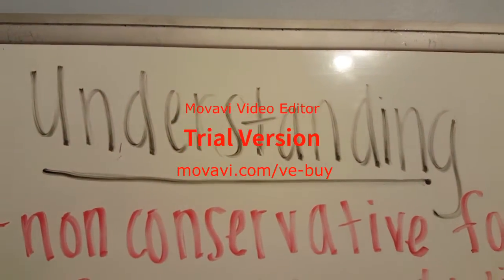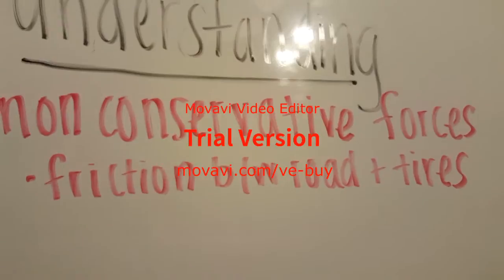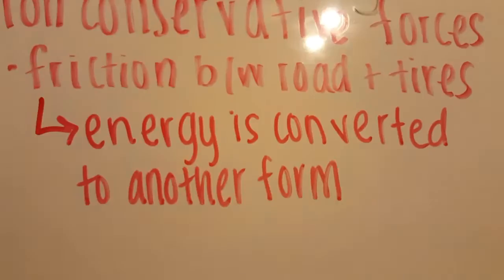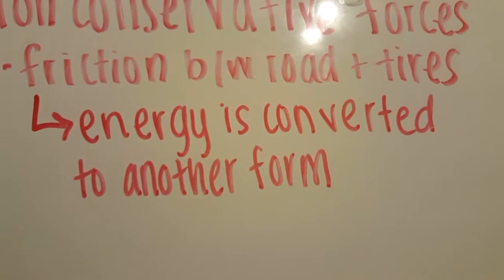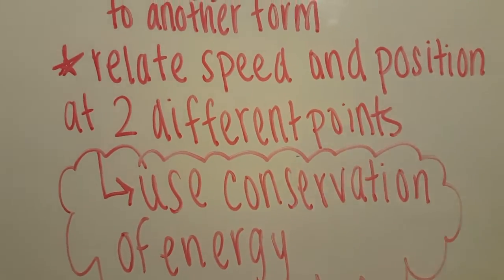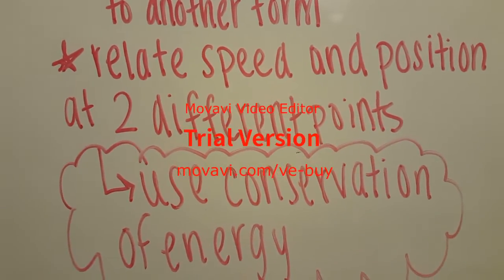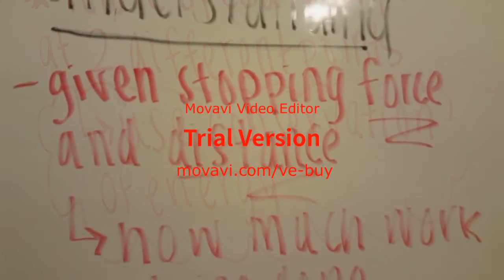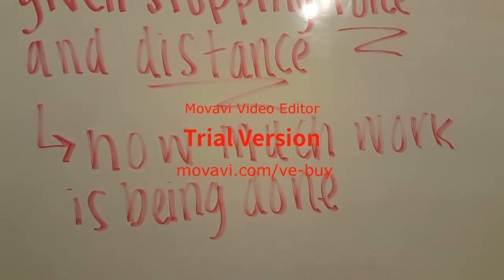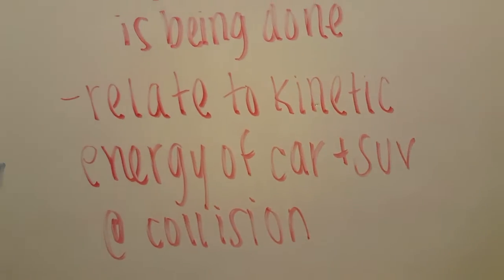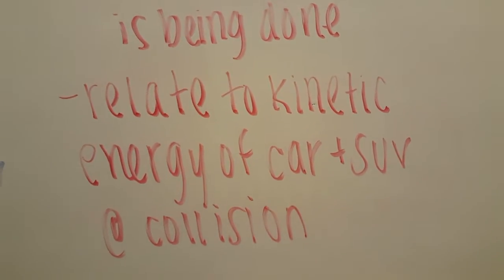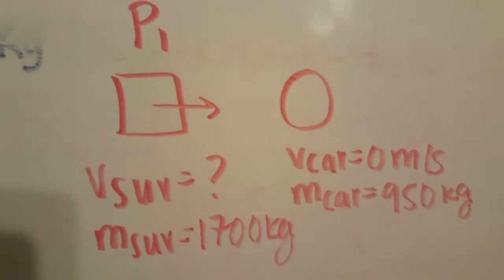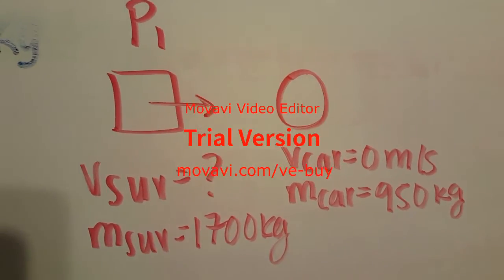Before starting the problem, we must understand that there are non-conservative forces acting in this collision, and that force is the friction between the road and the tires. In a situation like this, energy is converted to another form. Since we have speeds and positions, you can relate the two at two different points. Then you can use energy methods, because you know the stopping force and distance, so you know how much work is being done on both vehicles. With this being said, you can relate to the kinetic energy of the car and SUV. Based on all this information, energy is not conserved. But in order to better understand, we must draw it out.